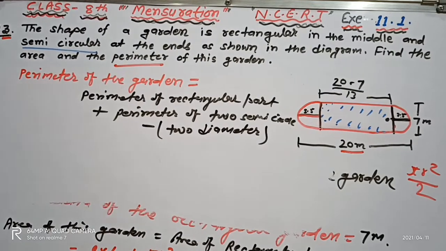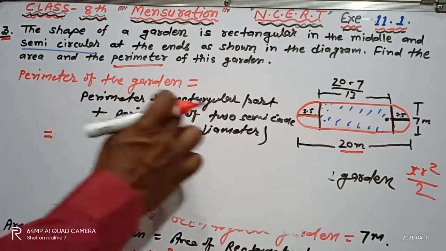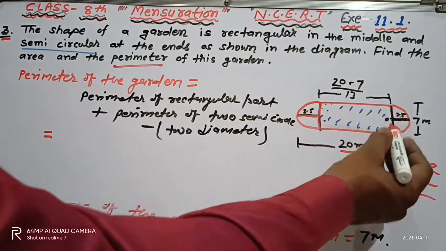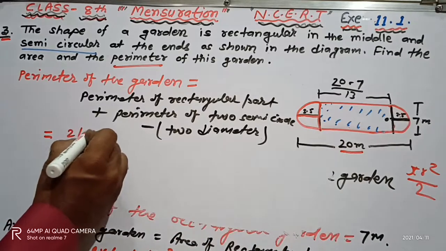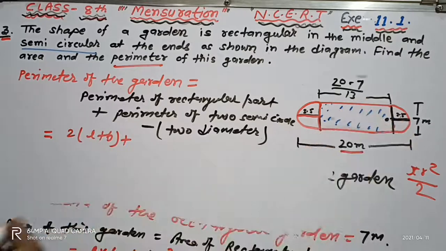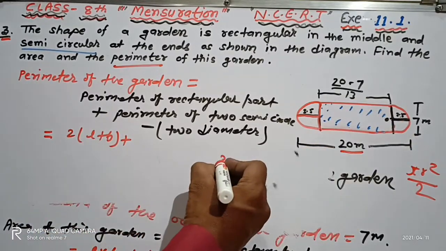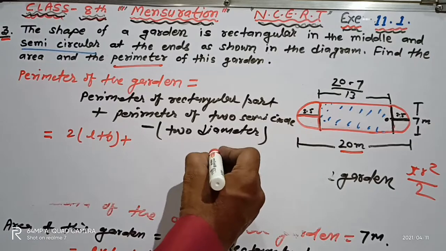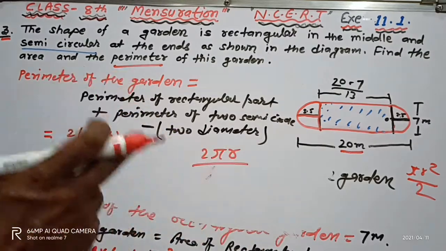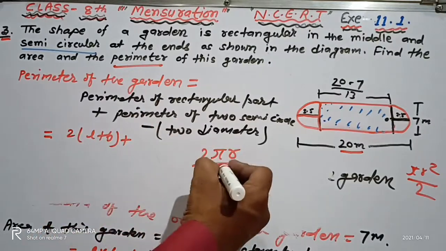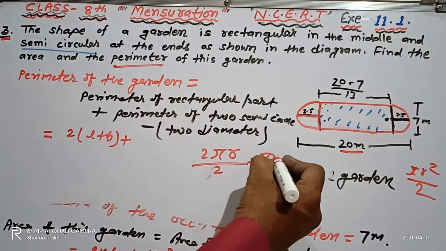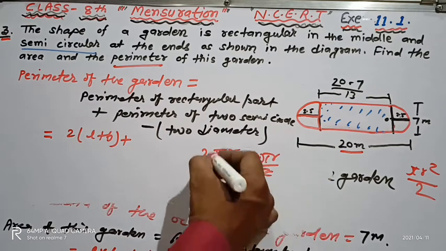First of all, we have to find the perimeter of the rectangle. When we find that, it will be 2 into L plus B, right? And plus the semicircles, because the perimeter of the circle is 2 pi r, but the perimeter of the two semicircles will be 2 pi r by 2 plus 2 pi r by 2, so it will be only 2 pi r.